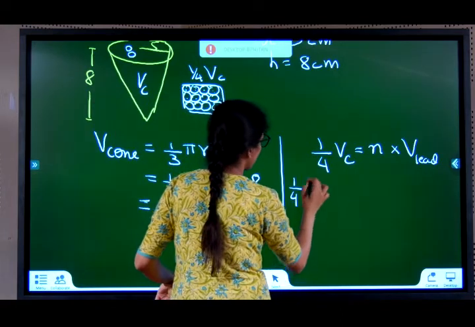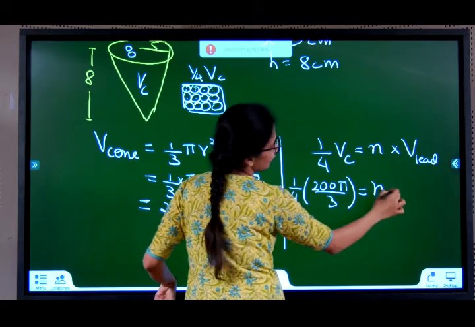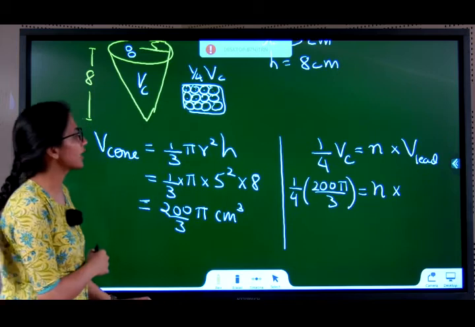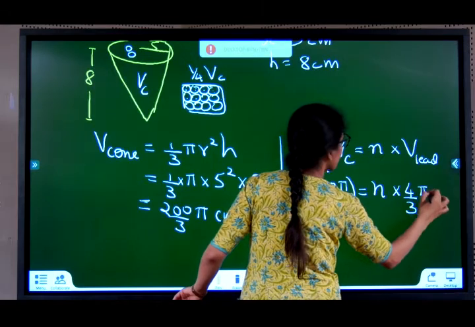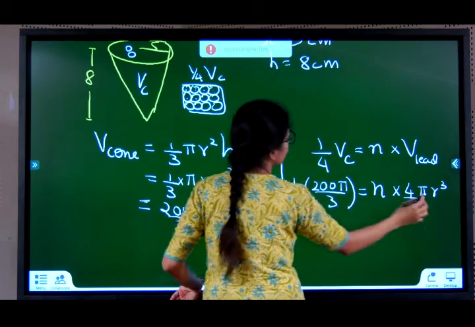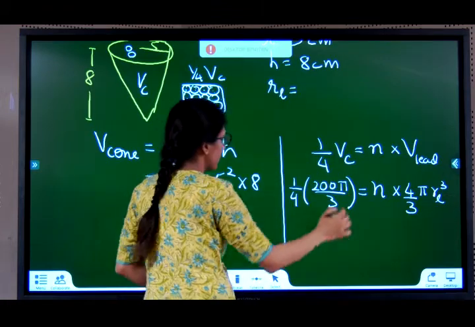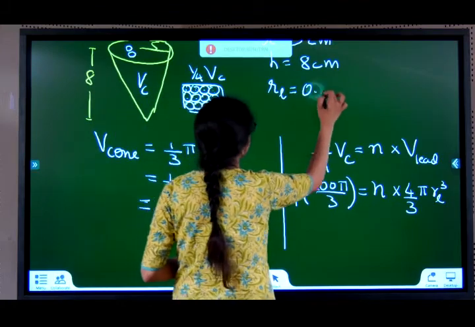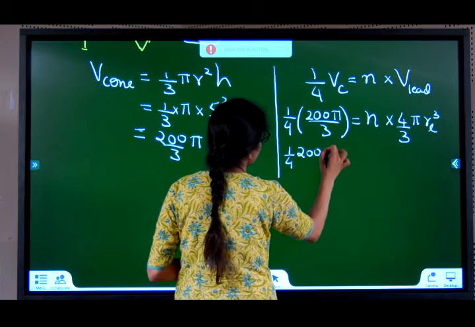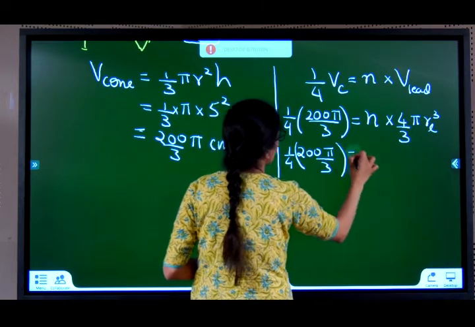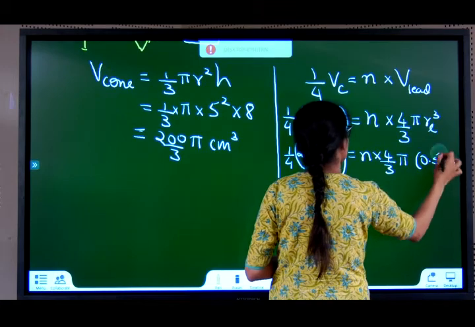So 1/4 of 200 pi by 3 is equal to N, where N is the number of lead shots. What is the volume of each lead shot? It is a sphere. Sphere means 4/3 pi r cube. What is the radius of the lead shot? Let's just say RL. Each radius of the lead shot is given in the question as 0.5 centimeters. So it becomes 1/4 of 200 pi by 3 equals N into 4/3 pi into 0.5 cube.